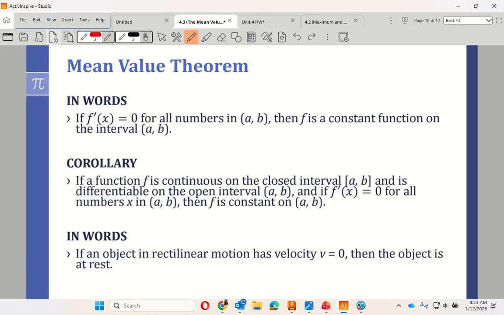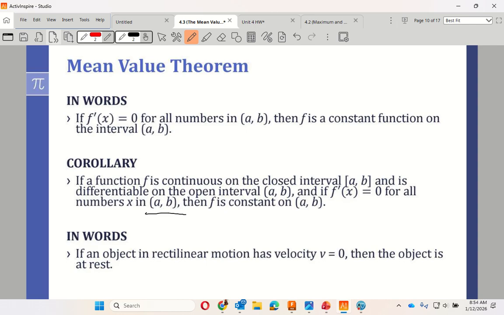In words, if f prime of x equals 0 for all numbers in a to b, then f is a constant function on the interval. So it's that constant, which is at 55, right there, all the way across. Corollary: if a function is continuous on a closed interval from a to b, it is differentiable on an open interval from a to b, and f prime of x is equal to 0 for all x in the open interval, then f is constant on a to b. So that answers your question with open versus closed. You're not including the ends.